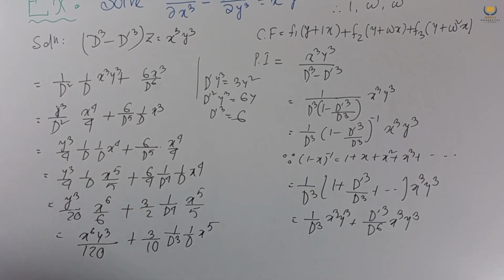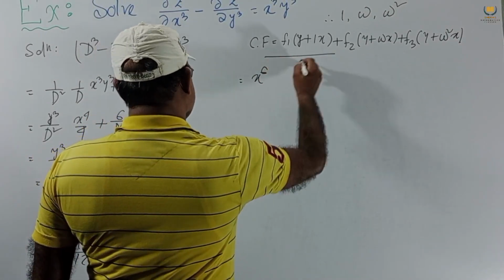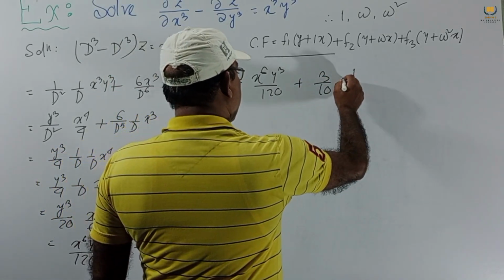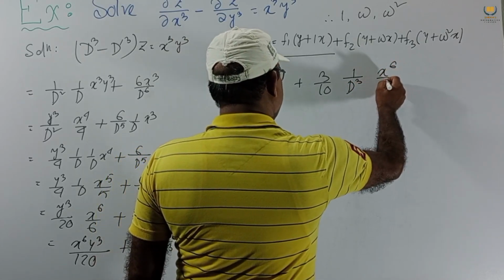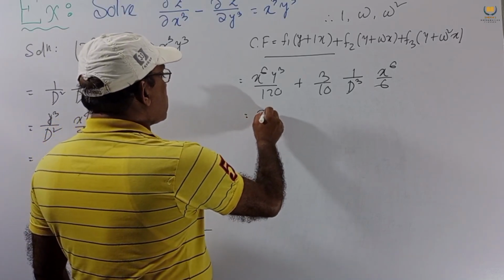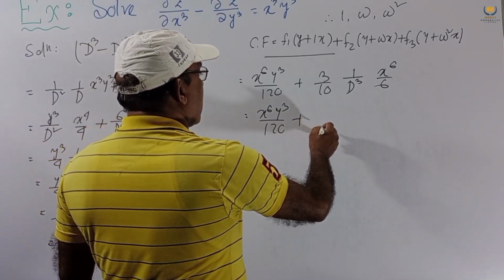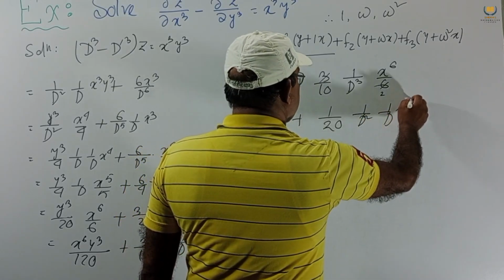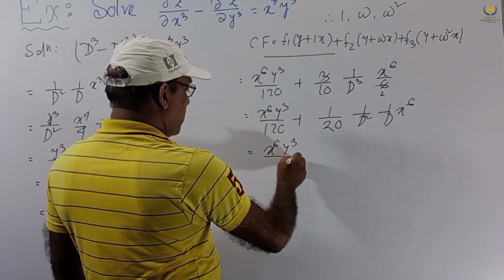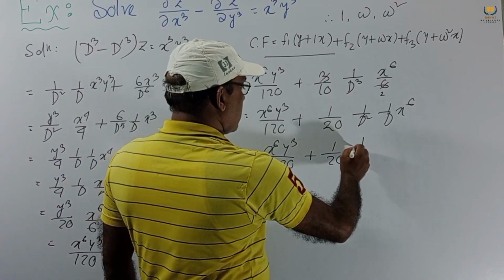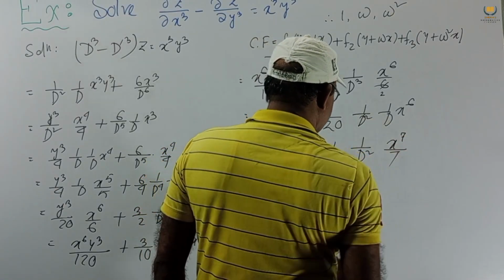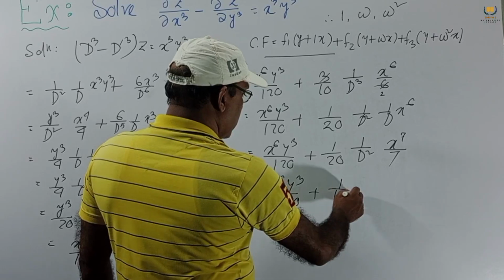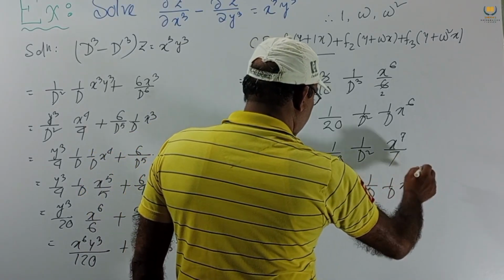So this equals x to the power 6 y cube by 120, 3 by 10, 1 by D cube, x to the power 6 by 6. So this will be x to the power 6 y cube by 120, and this 3 and this cancel, we get 20, 1 by D square, 1 by D x to the power 6. X to the power 6 y cube by 120, this is 20, 1 by D square, x to the power 7 by 7. This is x to the power 6 y cube by 120, and this is 140, 1 by D, 1 by D x to the power 7.